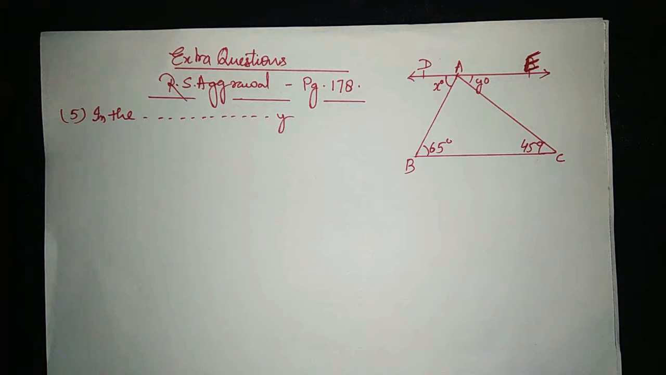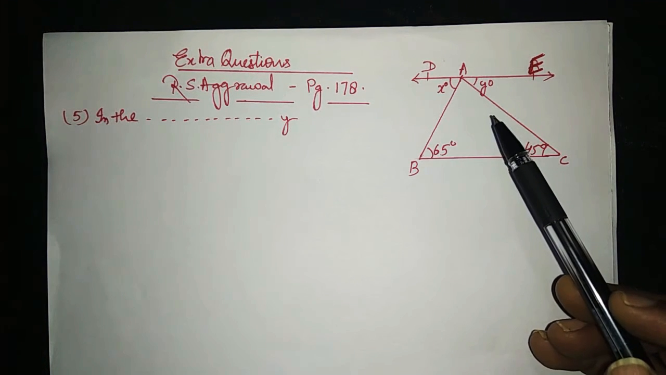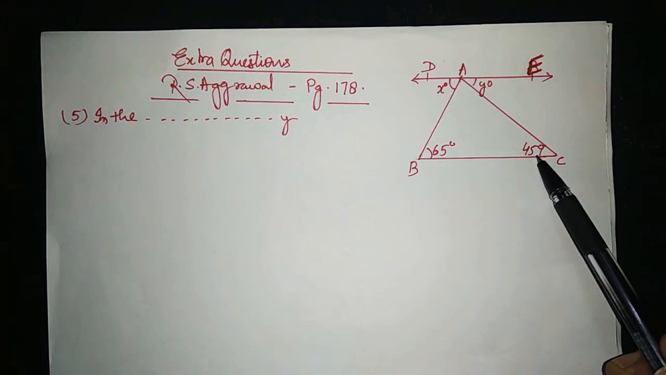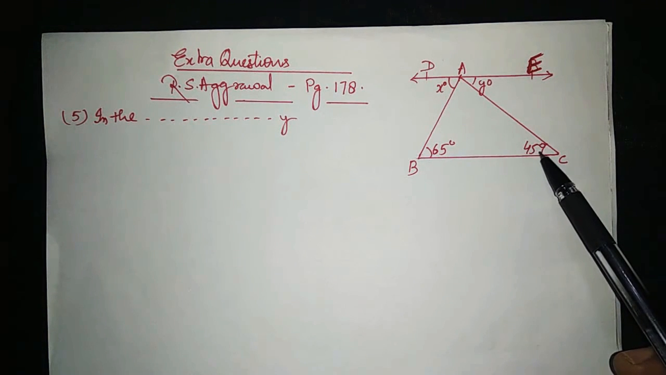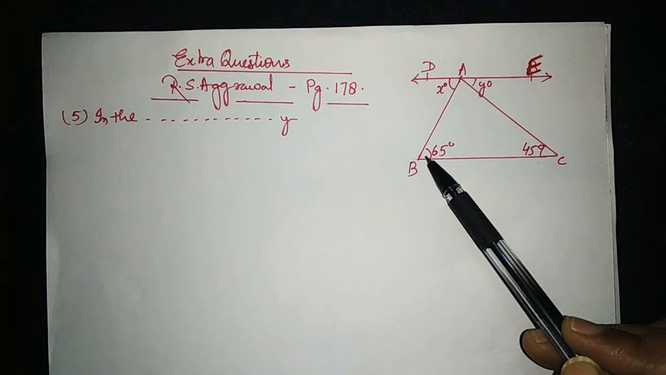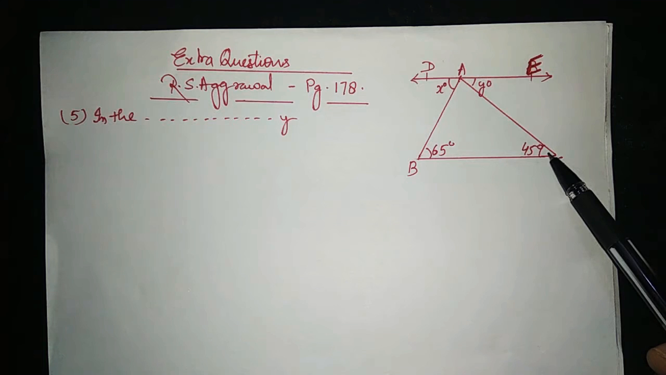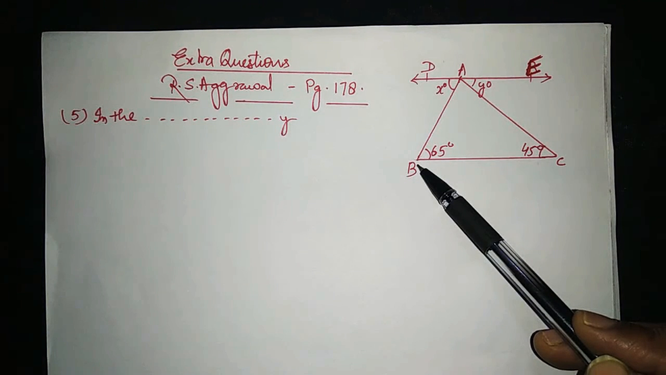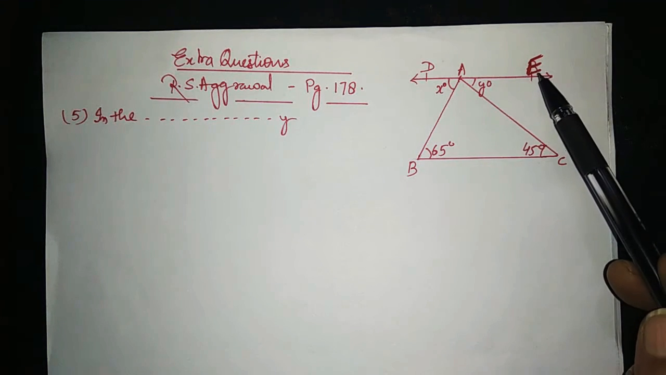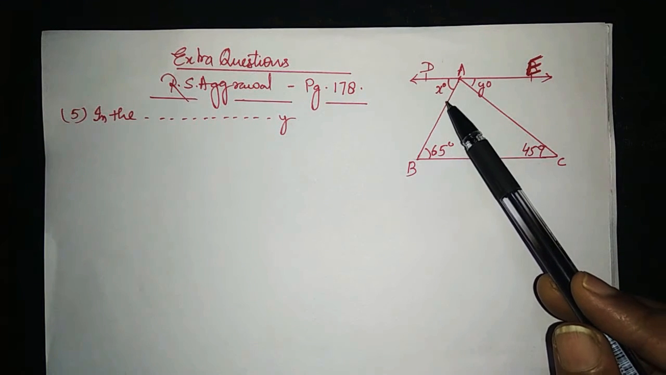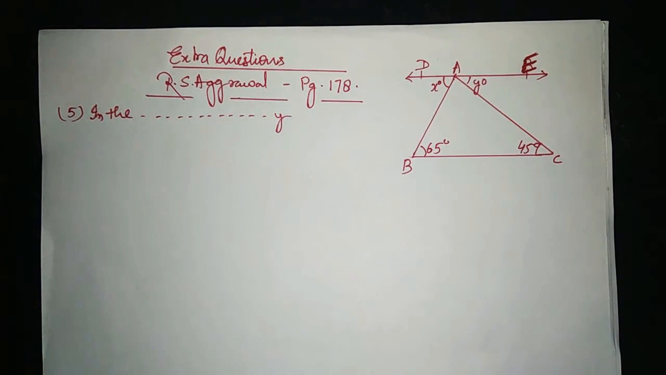178. Here in the question number 5, in the given figure, angle B is equal to 65 degrees, angle C is equal to 45 degrees in triangle ABC, and DAE is parallel to line BC. If angle DAB is equal to x degrees and angle EAC is equal to y degrees, then find the value of x and y. Here in this question we have to find the value of x and y.